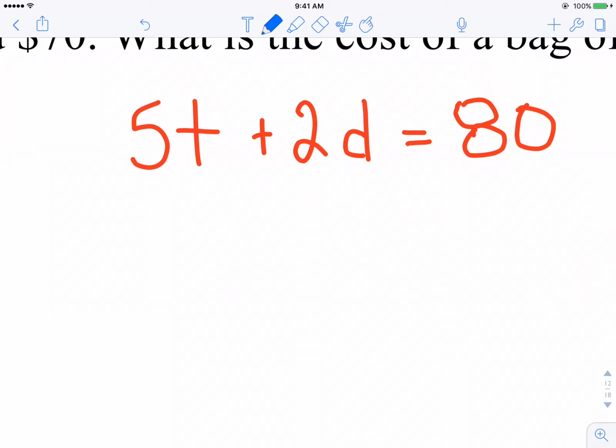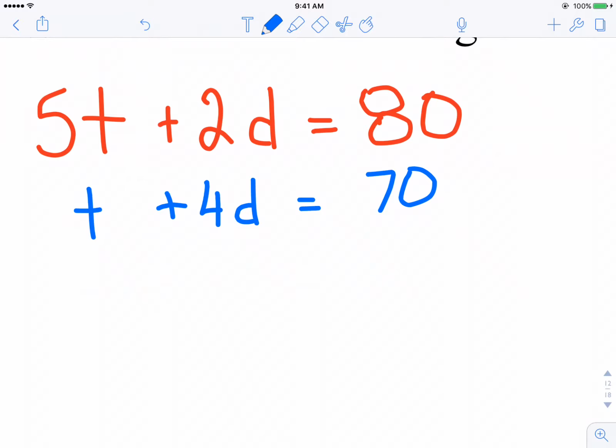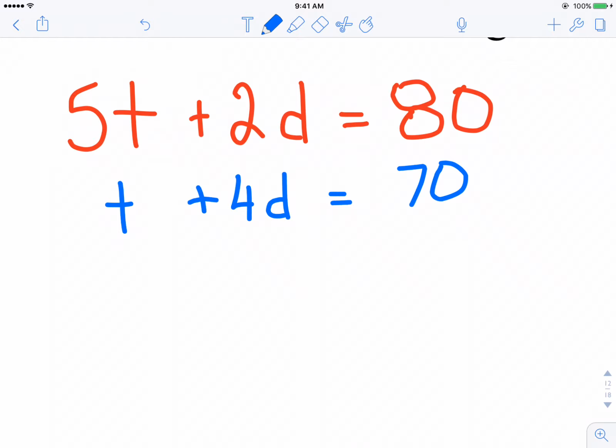Okay. And then we look at the other fellow. Ethan sold 1 bag of tulips, and he sold 4 bags of daffodils, and that raised a value of $70. So there's our 2 equations. And then we have to solve them.